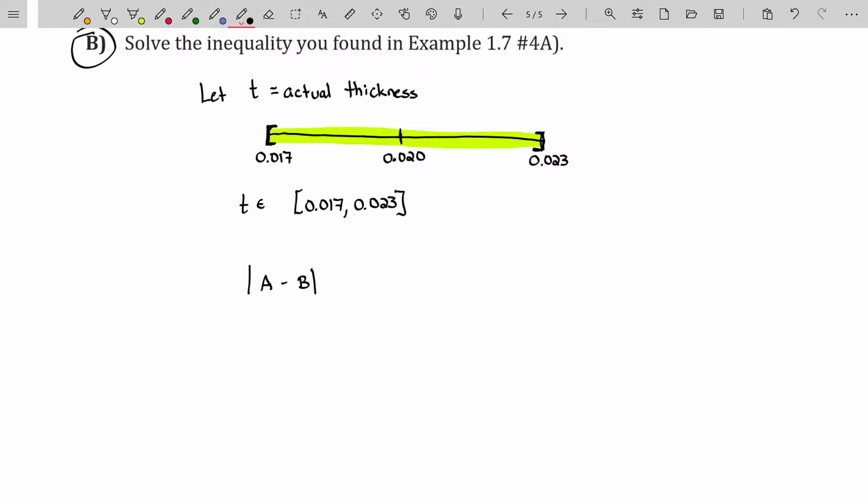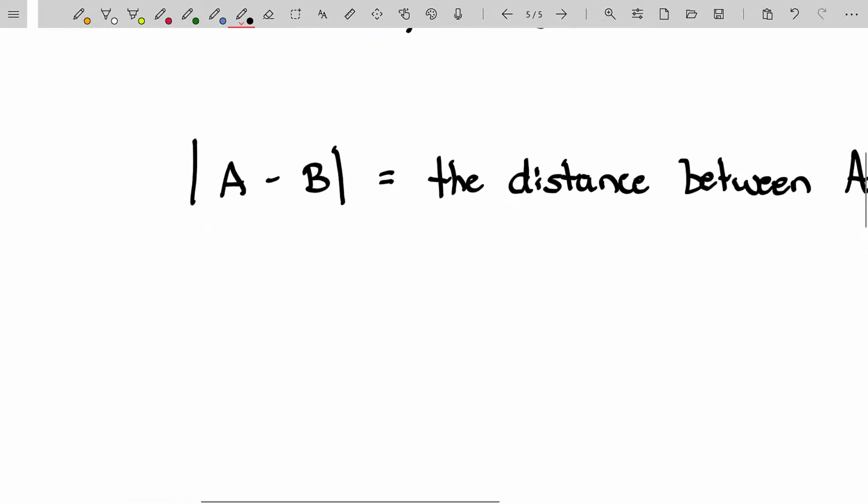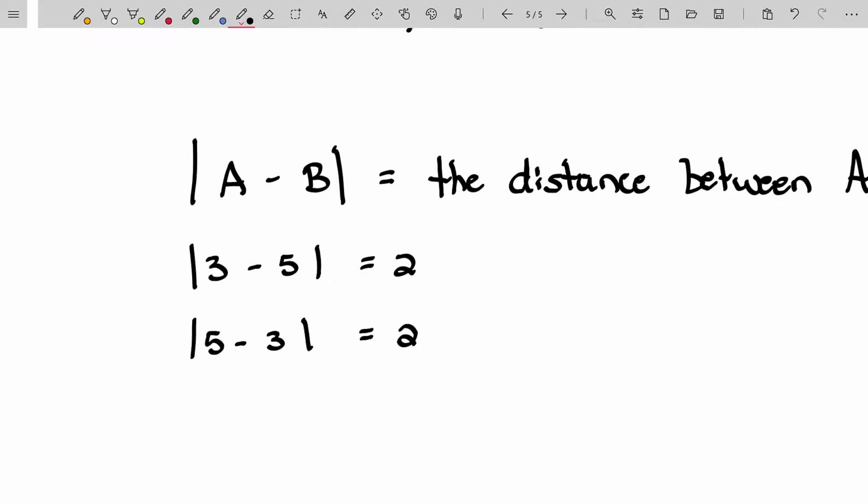The absolute value of A minus B is the distance between A and B. You can test that out. The absolute value of 3 minus 5, that is going to be 3 minus 5 or -2, but the absolute value of that is 2. That's actually the distance between 3 and 5 on a number line. If you want to write it the other way around, well, the distance between 5 and 3 is still 2. They're still 2 units away from one another.